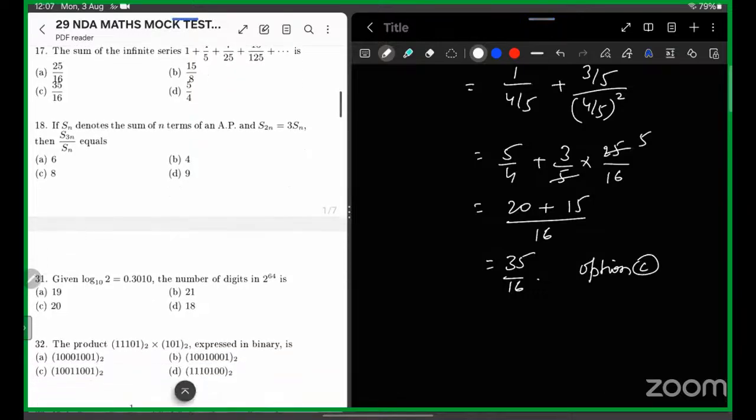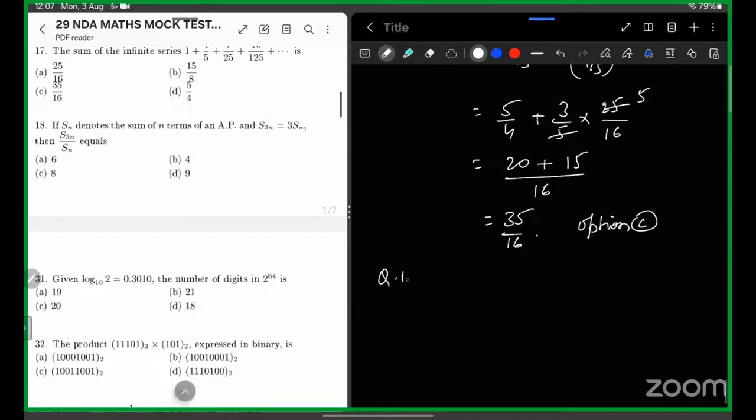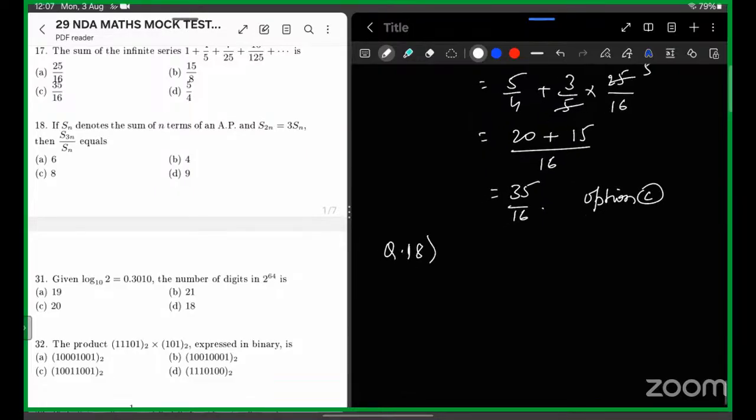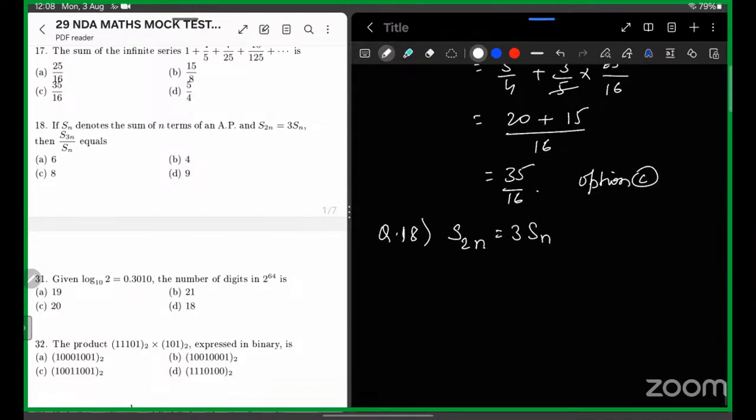Okay. Question number 2. S n denotes the sum of n terms of an AP and S 2n equal to 3 times of the same. Then what is the value of S 3n upon S n? Okay. Let's write the values. S 2n equal to 3 times of S n they are saying, right?